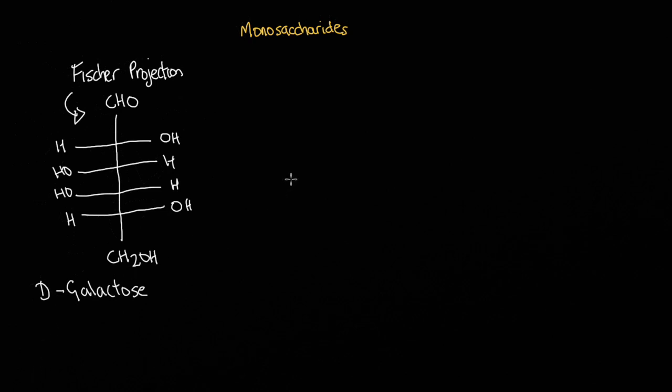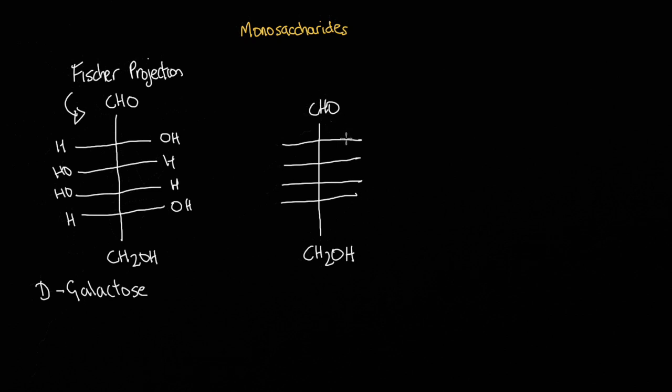Okay, well, let's now draw D glucose. Same principle, draw a vertical line down. And again, 4 horizontal lines. Give it a head, CHO, tail, CH2OH, and then we're going to put the hydroxyl groups in. Okay, just one HO on the left on carbon number 3, which means the remaining hydroxyl groups must be on the right. So just to reiterate that whenever you have a hydroxyl group on one side, you have a hydrogen on the other.